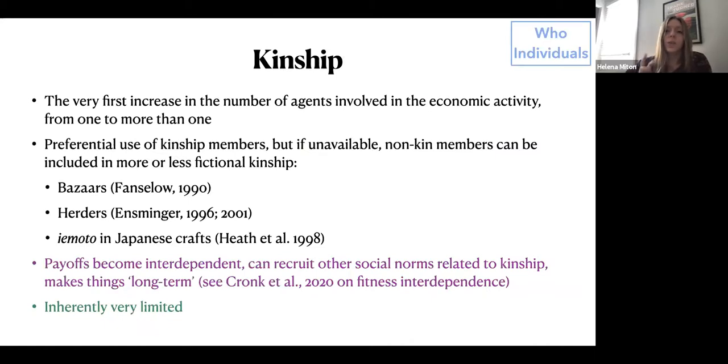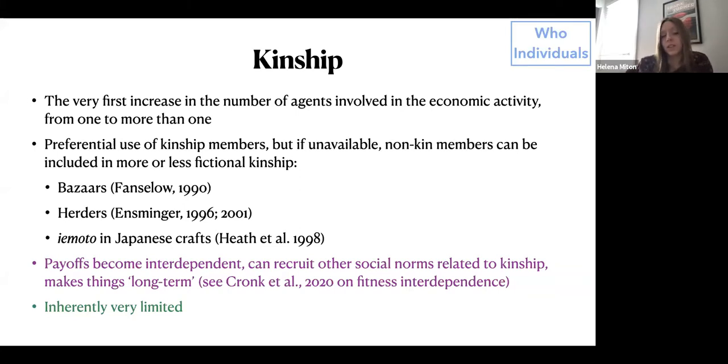So now getting into the "who" and individuals part of it, the very first increase in the number of agents involved in the economic activity is from you to more than you, or from one family to a bit bigger circle. And what's interesting is there's a pretty well-informed preferential use of kinship members when people try to expand on that first step, their commercial activity. And in the case where kinship members are actually not available, non-kin members can still be used in that same role economically, but they are also usually given fictional kinship. And that's the case in bazaars, inheritors, in some forms of apprenticeship and Japanese crafts.